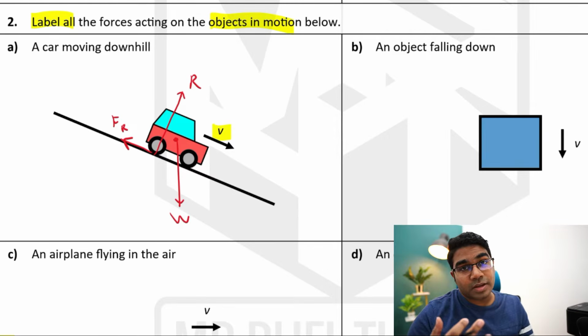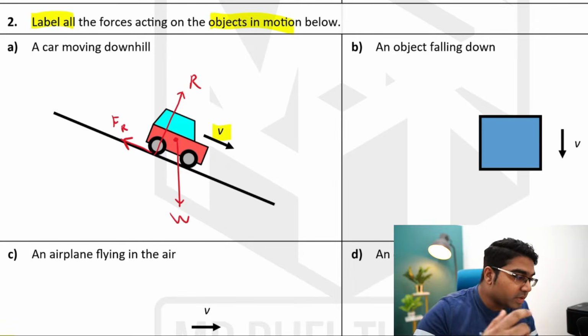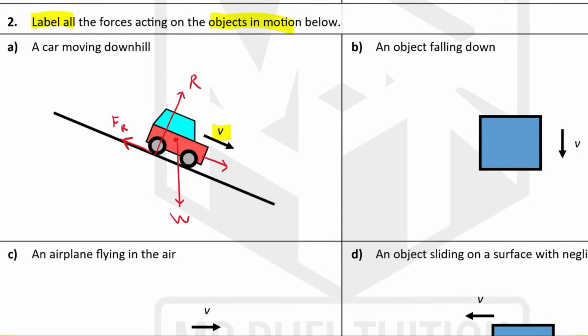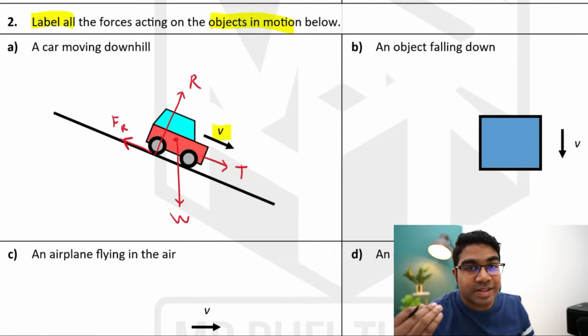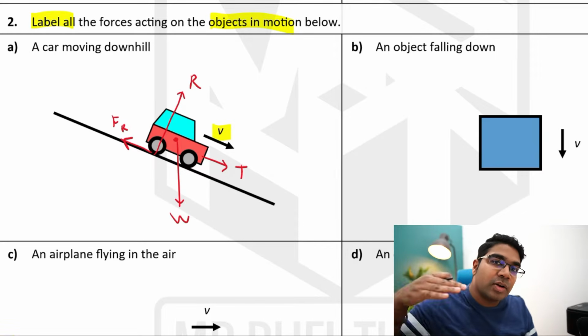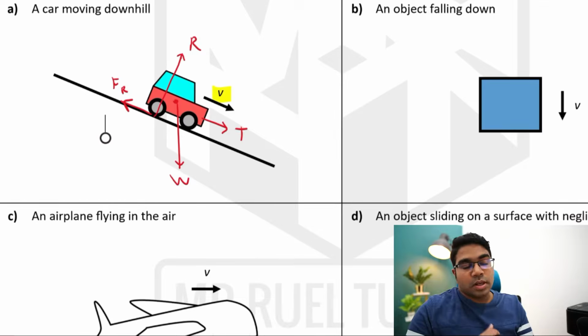And of course, assuming that the car engine is still running and driving the car, we have another force called the thrust, which is the force exerted by the engine in order to move the car forward. Let's look at another example.